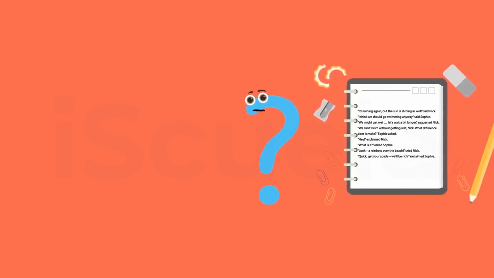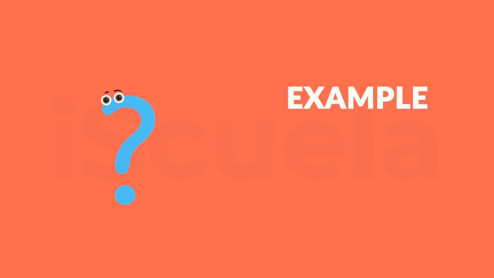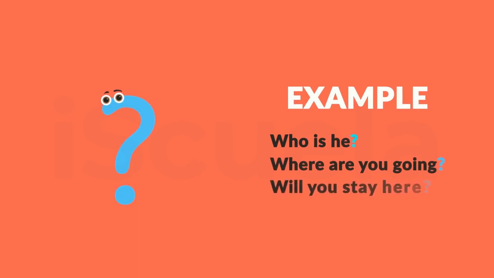Let's meet question mark now. Hello, I am question mark. I am used to put at the end of every question. Now let's take examples for this. Who is he? Where are you going? Will you stay here? Can you do it? In these examples, question mark is used at the end of every question.